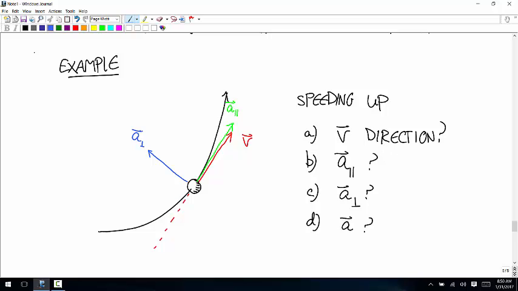And now coming up with the total acceleration is just a matter of vector addition. The total acceleration is a parallel plus a perpendicular. So use the rules of vector addition. Put them head to tail. And the total acceleration goes from the free tail to the free head. So it's something like that.